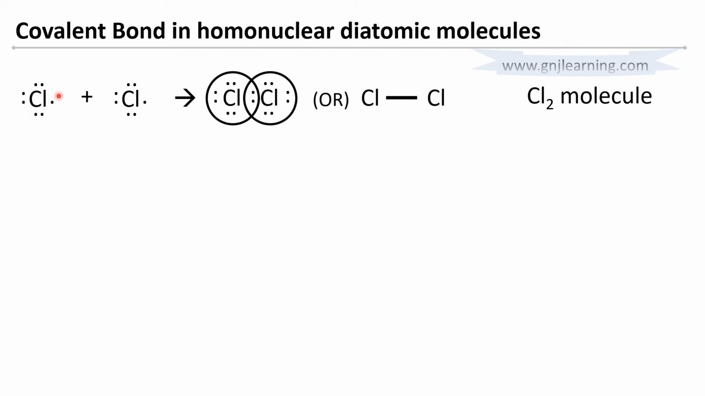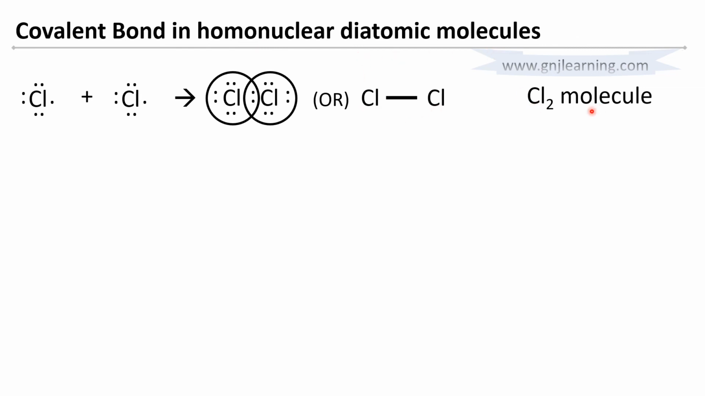According to the Lewis symbol, chlorine has 7, and when they combine they share a pair of electrons. So they form a molecule which has only 2 atoms. That's why we call it diatomic. And both the nuclei in the molecule are the same, so we call it homonuclear. Homonuclear means both the atoms in the molecule are the same, that is, both are chlorine nuclei. So it is homonuclear and has only two atoms, a diatomic molecule.